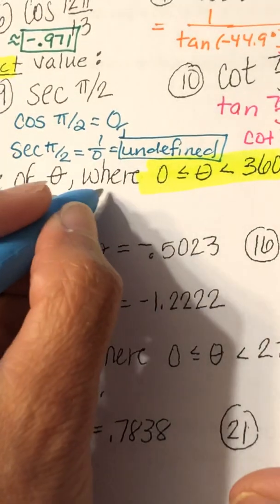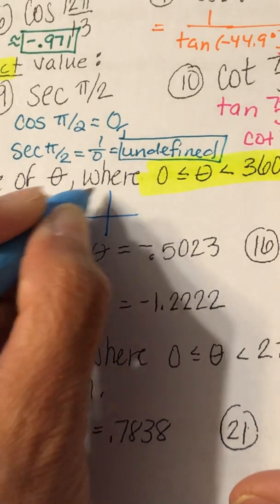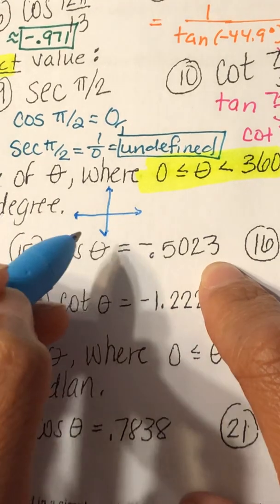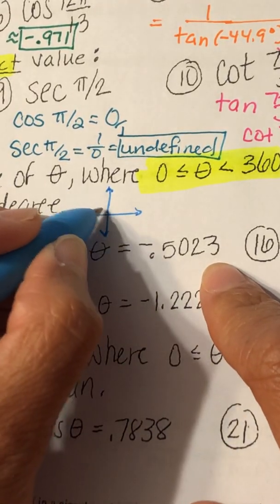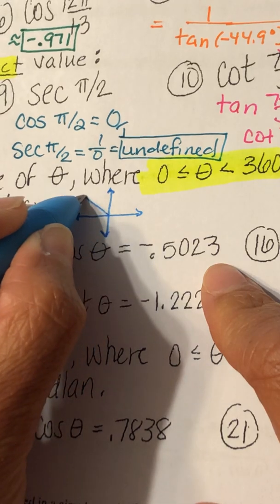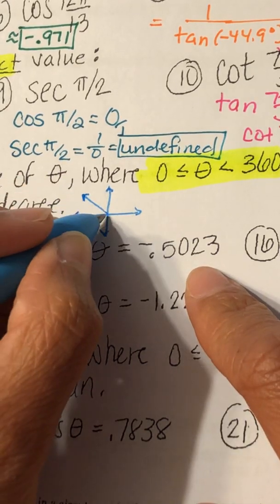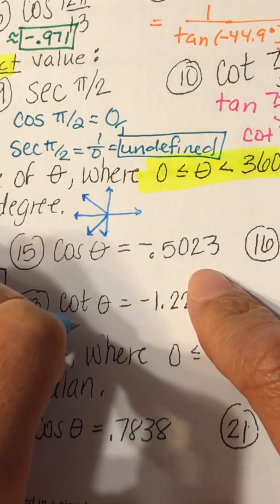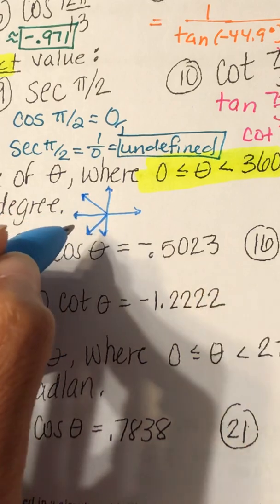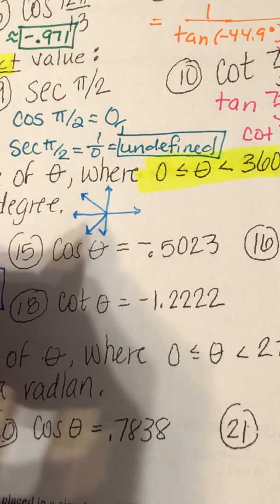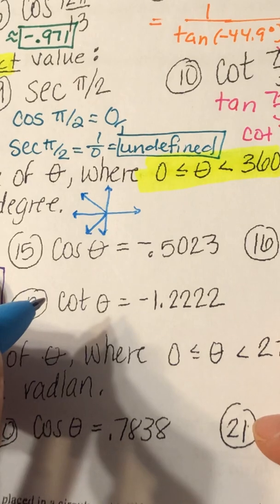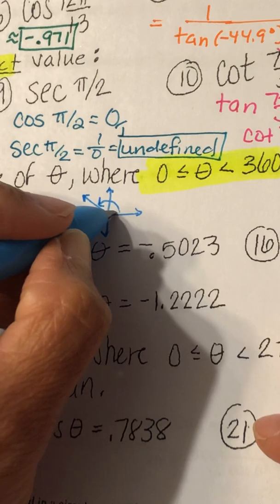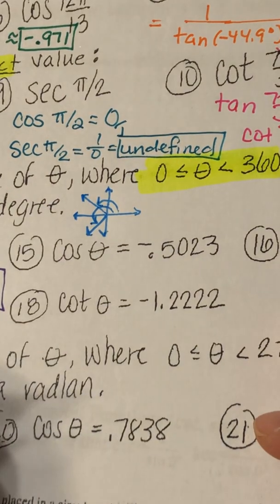All right, cosine of theta. So I'm going to start with the graphs this time because we have that the cosine is a negative number, negative 0.5023. Cosine is negative in the second quadrant, and cosine is negative in the third quadrant. Okay, so I'm looking in the second or third quadrant here. So I'm going to have to find those two angles. I need to find the angle that opens up like this, and then I need to find the angle that opens all the way up like this.